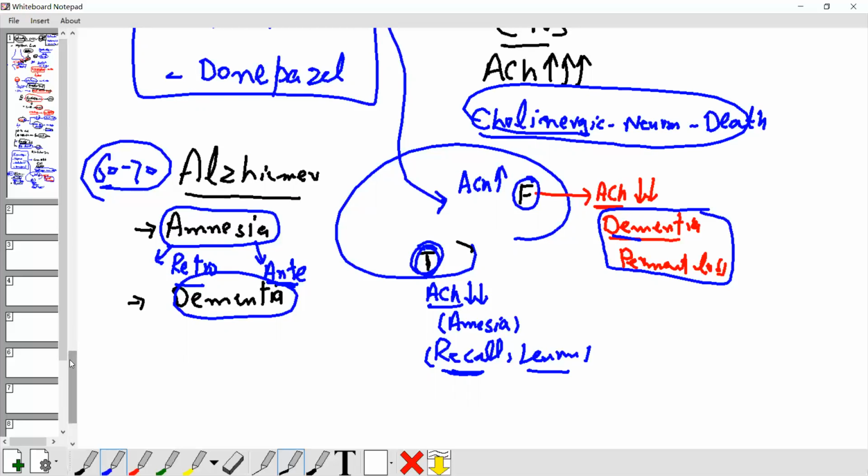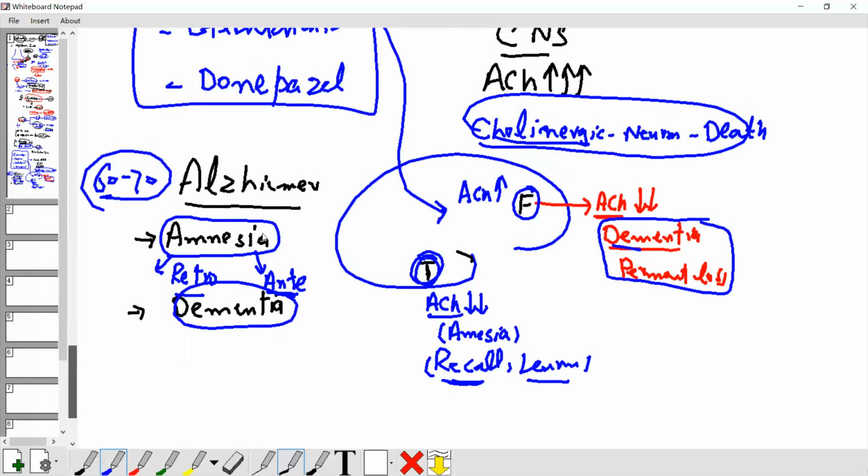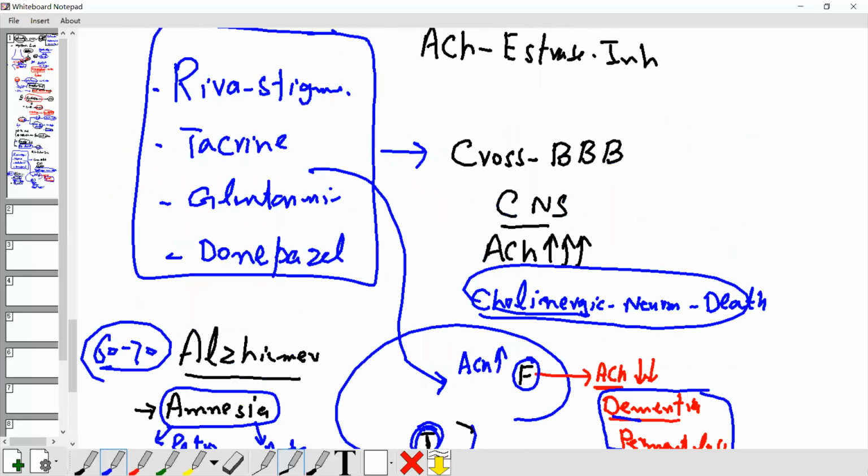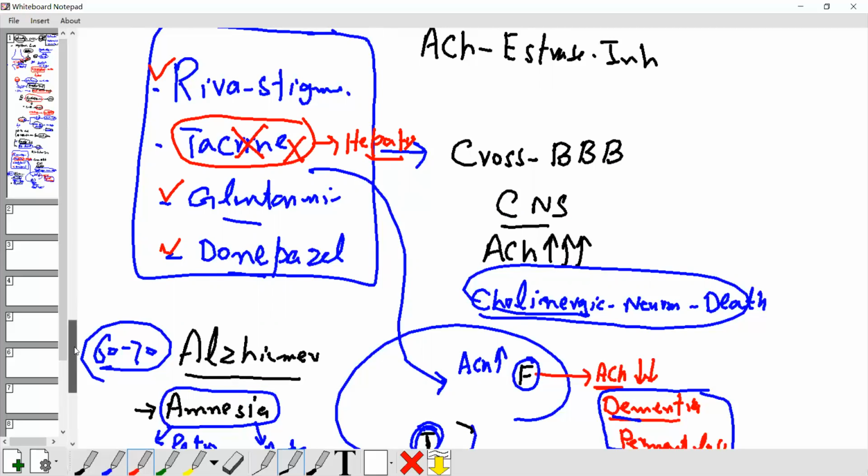So we use these drugs: rivastigmine, tacrine, galantamine, donepezil. This drug has some problem. Keep in mind, tacrine causes liver damage, hepatitis. So nowadays we do not use this drug much for Alzheimer disease. We still have rivastigmine, galantamine, and donepezil. Understand?